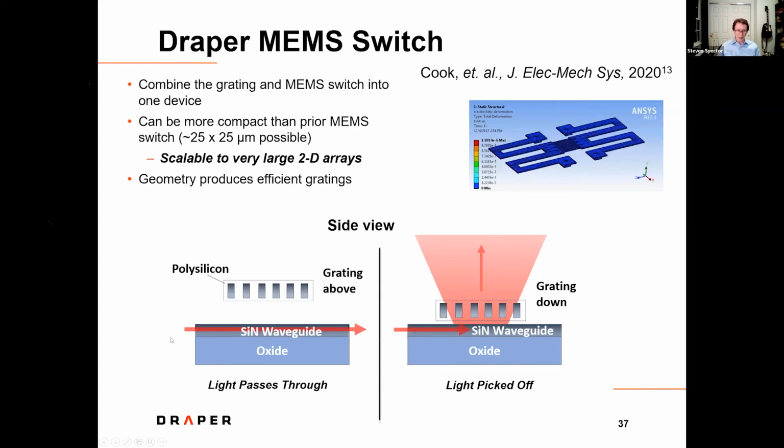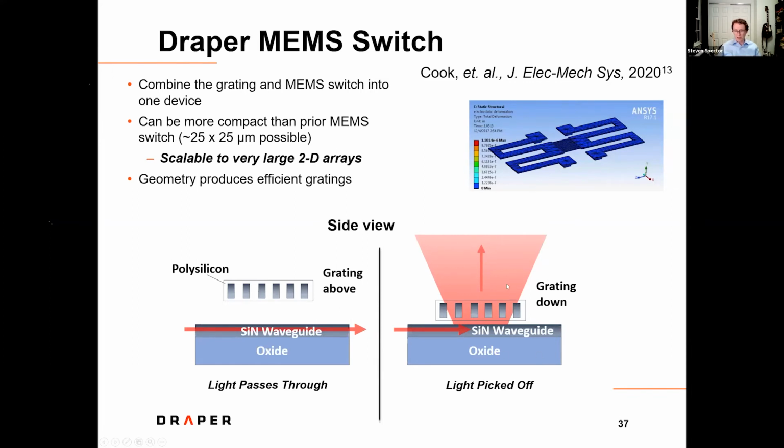The switch works, again, somewhat similar to the one before. We start with a MEMS structure in the off position. It's held above the waveguide. So we have this MEMS grating, held above the waveguide in the off position, and the light can just go straight through and there's no interaction.